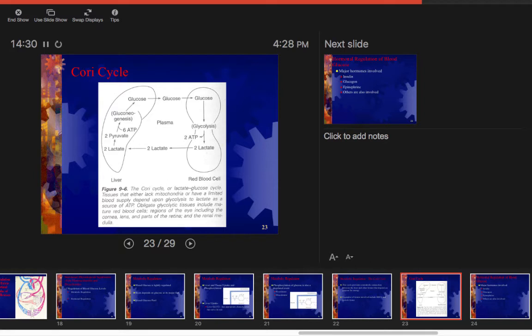Is gluconeogenesis always occurring? Yes. But it's increased during times of starvation and fasting. So gluconeogenesis is ongoing, but it's increased during fasting and starvation.